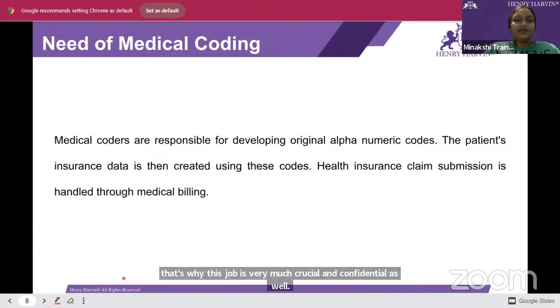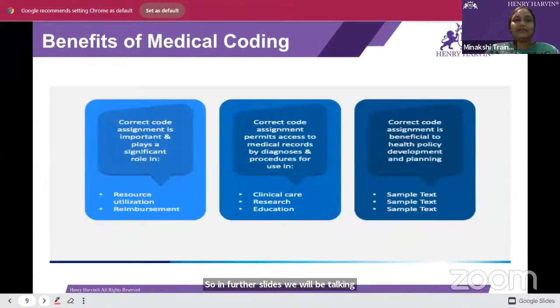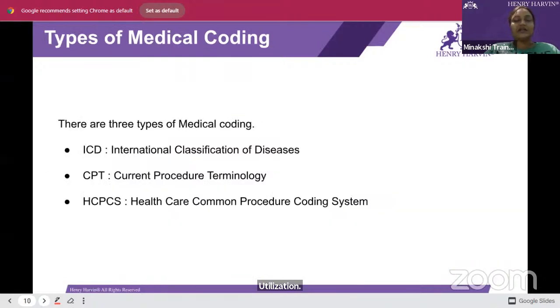Next, what is medical billing? Medical billing and medical coding are both different, and in further slides we will talk about medical billing. Next, the benefits of coding. As a coder, you will mostly be working on the reimbursement process, but apart from this, codes are also utilized in resource utilization, clinical care, research, education and sample tests. In all the sectors, it will be useful.